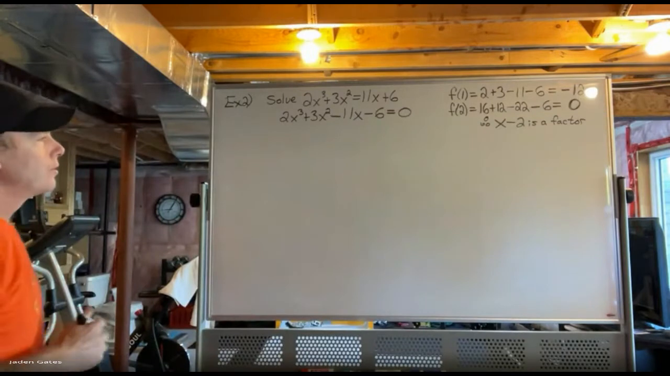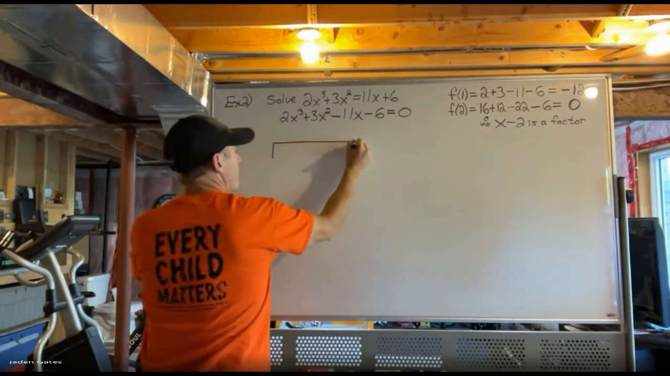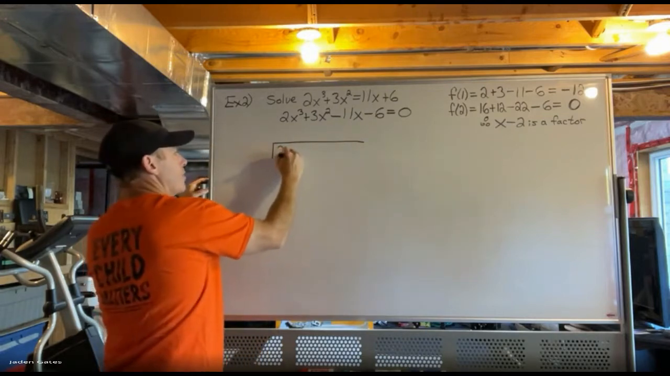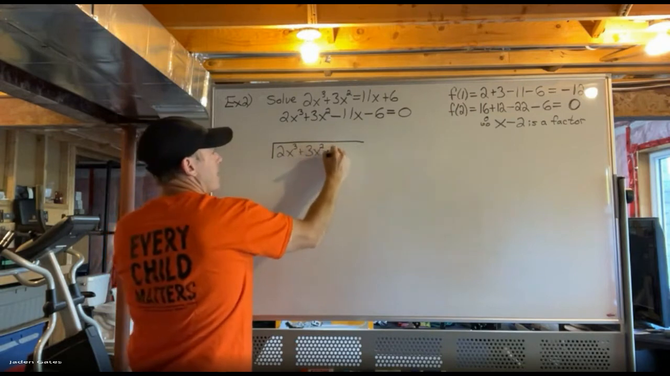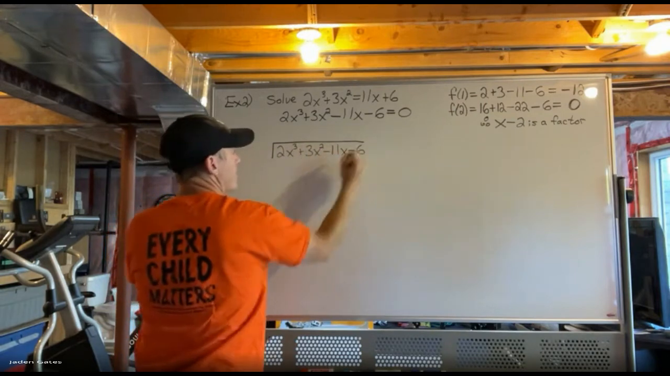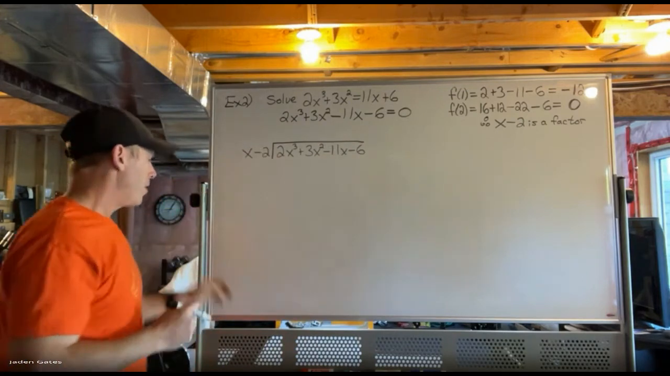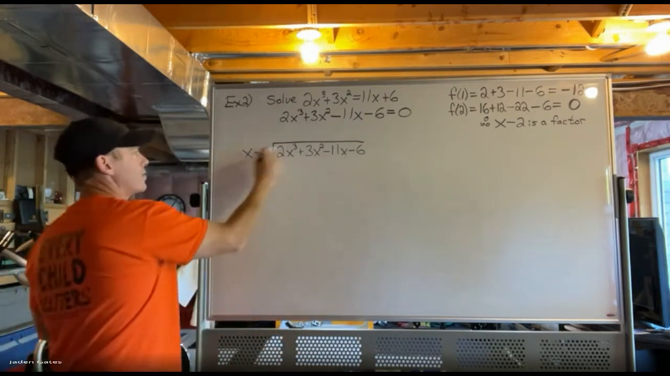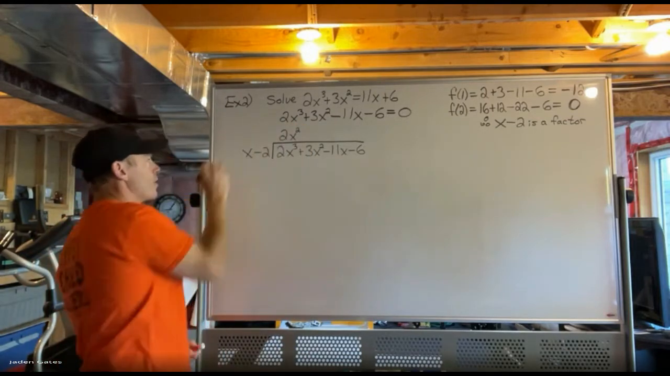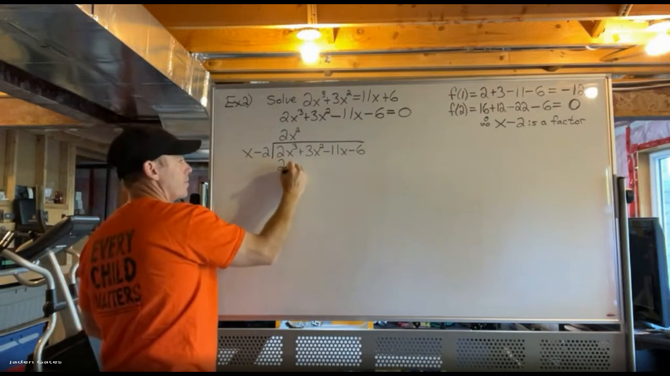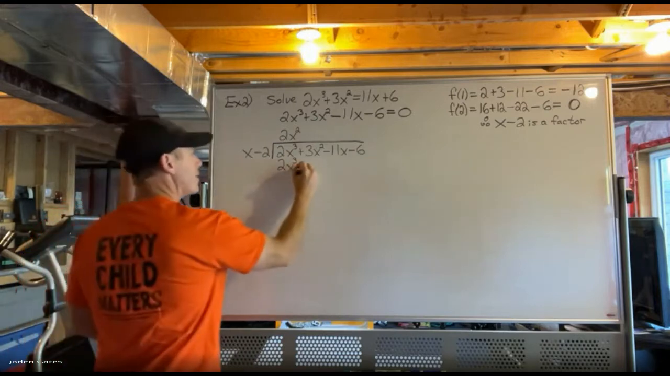All right, so here we go. Time to divide my polynomials here. So I've got 2x cubed plus 3x squared minus 11x minus 6. And again, I'm going to divide that by x minus 2. All right, so to get from x to 2x cubed, I'm going to have to multiply by 2x squared. 2x squared times x is 2x cubed. That's why we did it. And 2x squared times minus 2, we get a minus 4x squared.